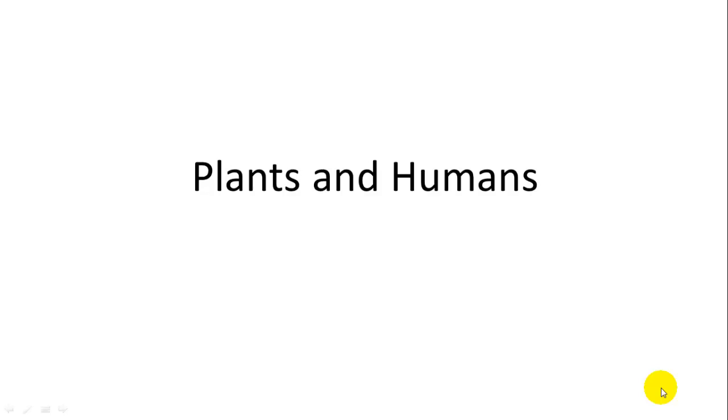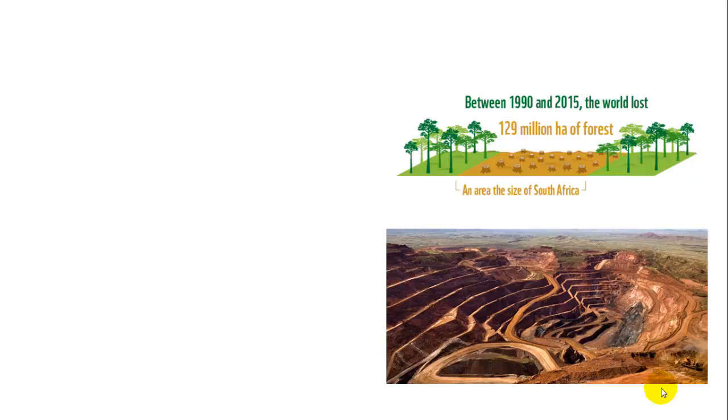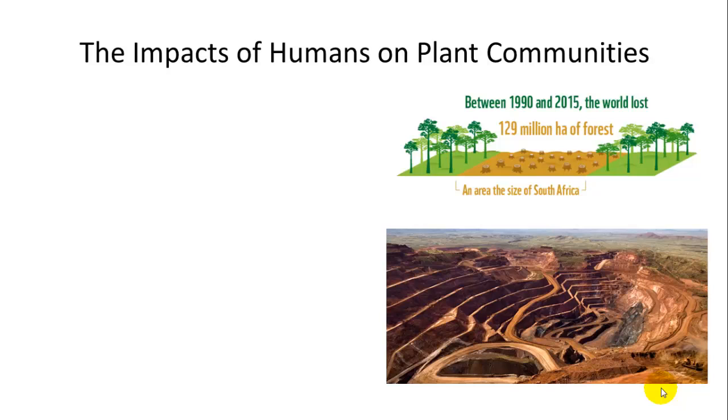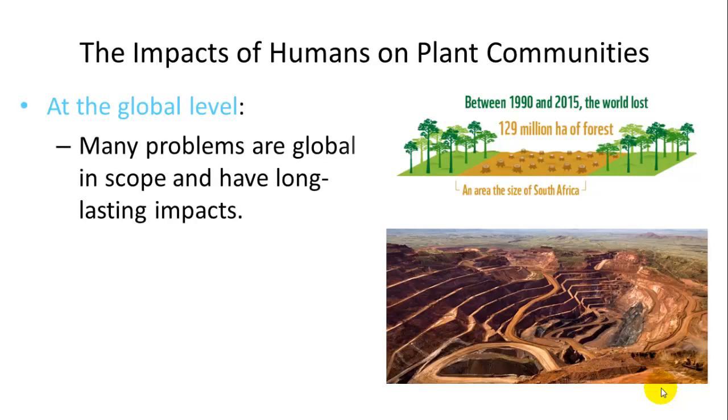So many global issues which have to do with our environment are directly connected to plants, and what we do to plants, what we do to landscapes, what we do ecologically and to ecosystems. And so we're going to go over some of those today. So the impacts of humans on plant communities at the global level are very apparent.